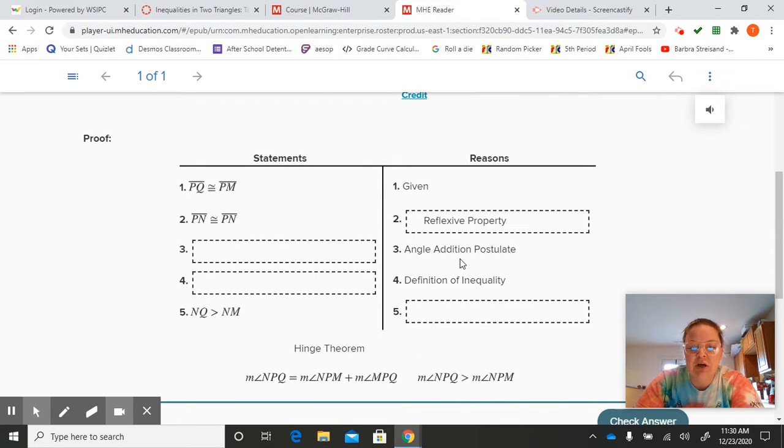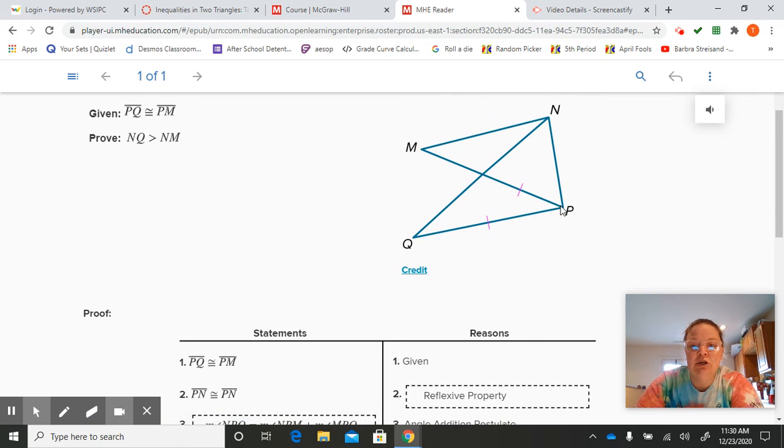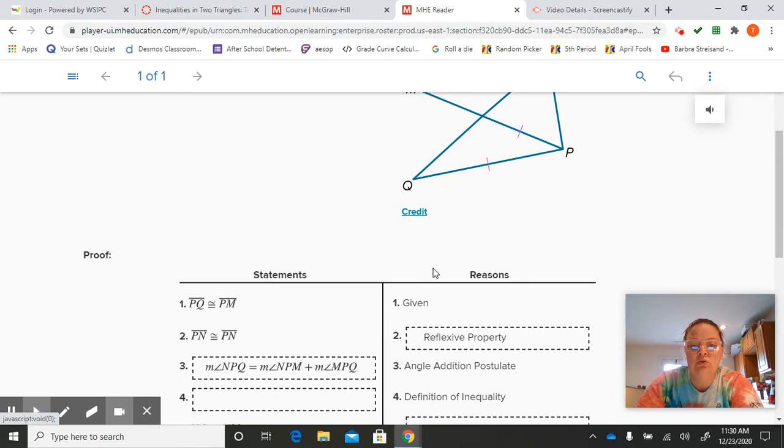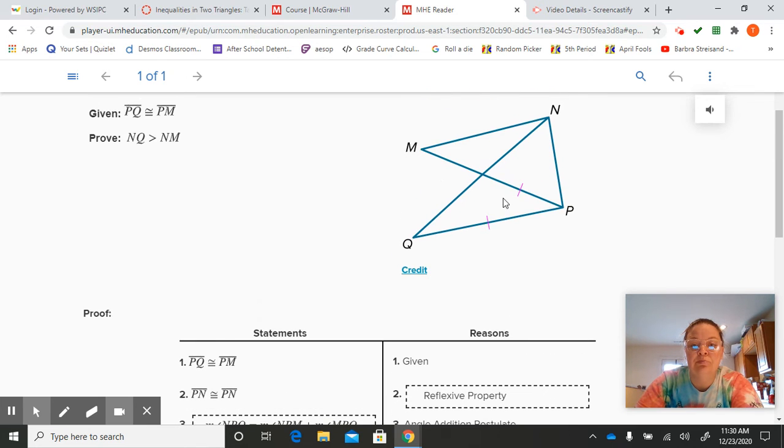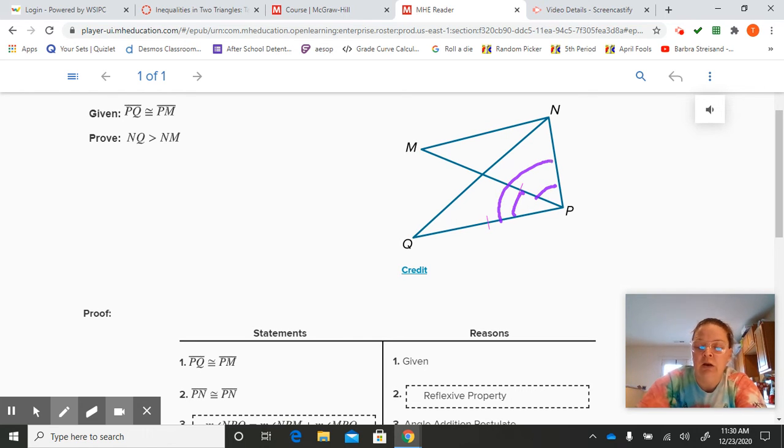The angle addition postulate tells us that when we add up these two angles, NPM and MPQ, this angle and this angle, we get that whole angle, which is true.